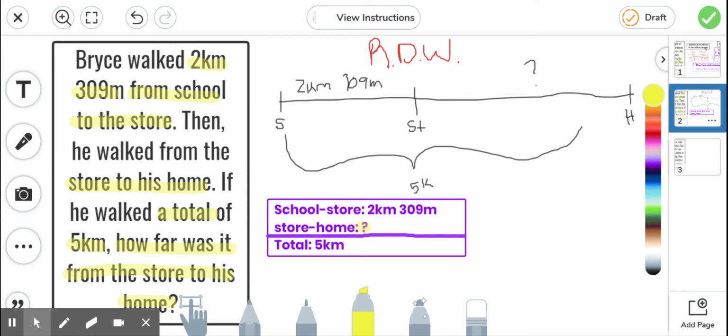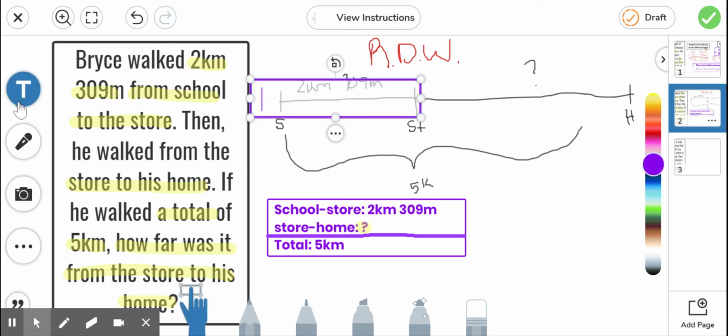Okay. So to solve for this missing question mark right here, we have to use the 2 kilometers, 309 meters, and the 5 kilometers information to solve. We can't add them, so what could we do instead? We could subtract. Doing this gets just a little bit tricky because we have to do some converting. When we think about kilometers, I'm going to type this one out. 1 kilometer is the same thing as 1,000 meters.